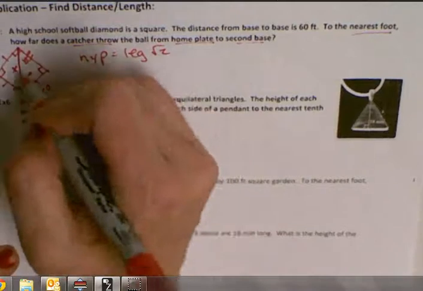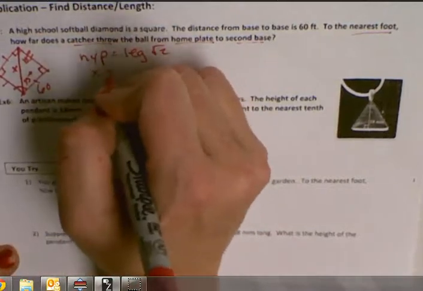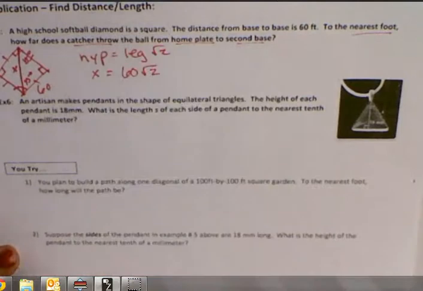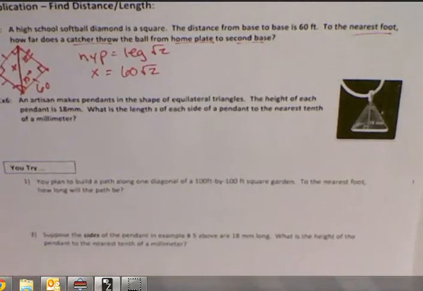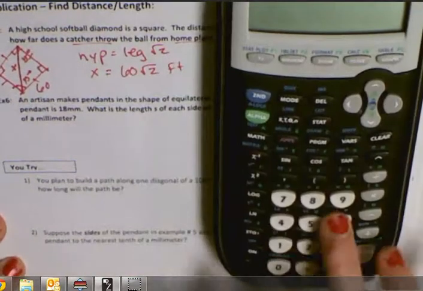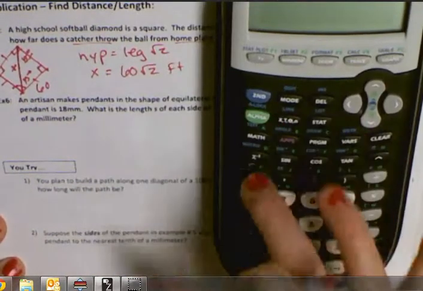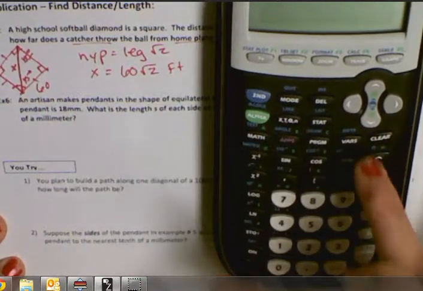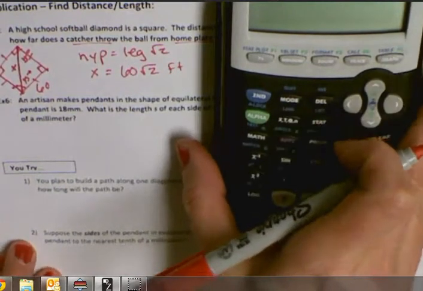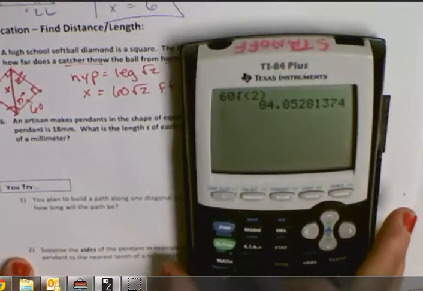Substitute in the pieces I know. In this case, X is my hypotenuse across from the right angle. My leg is 60, and it's times rad 2 feet. But it says round to the nearest foot, so we're going to use our calculator. 60 rad 2 gives us approximately 85 feet.